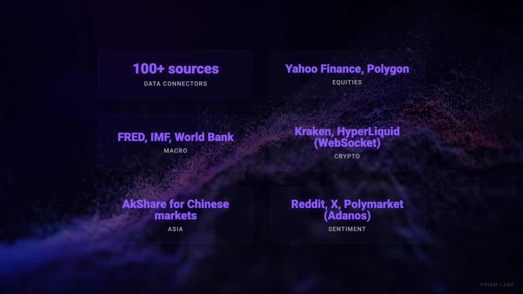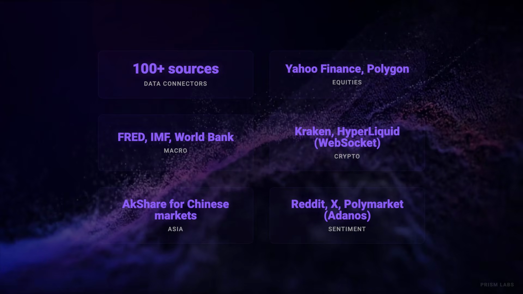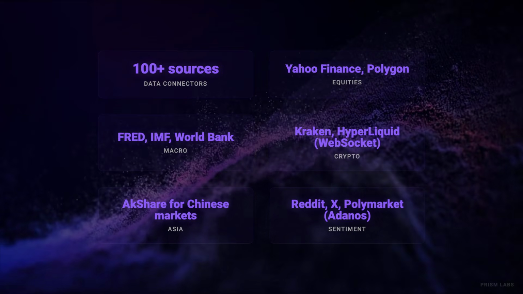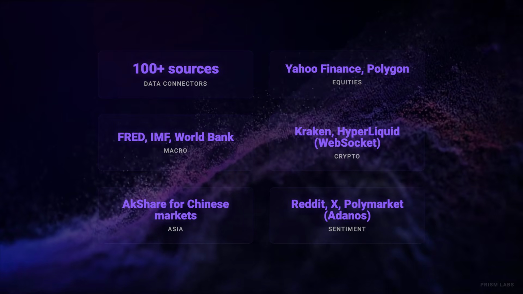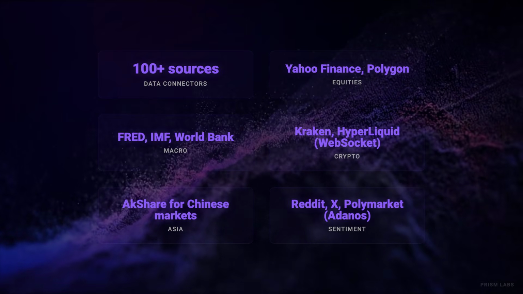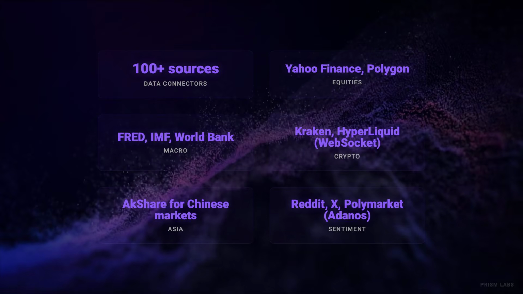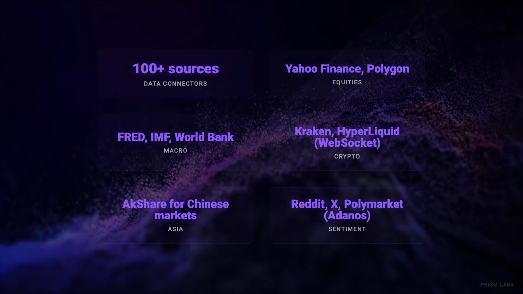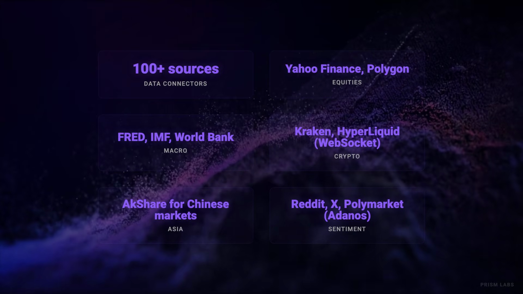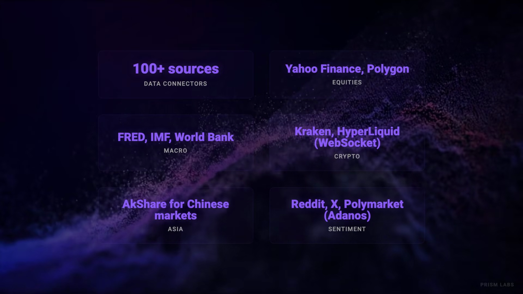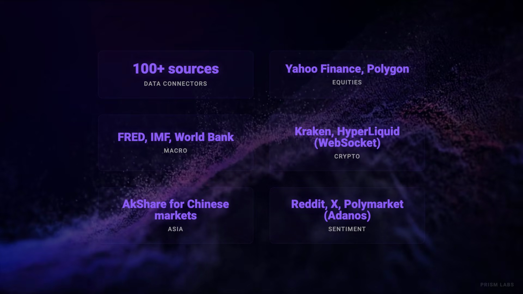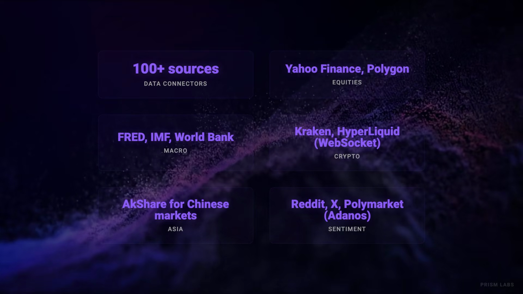Polygon covers U.S. equity and options data with real-time and historical feeds. DBnomics aggregates European economic statistics. Akshare provides Chinese market data, a coverage gap that most Western terminals ignore entirely. Kraken and Hyperliquid provide real-time cryptocurrency market data via WebSocket connections, meaning price updates stream continuously rather than polling at intervals.